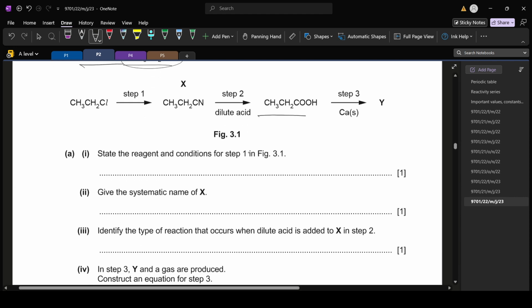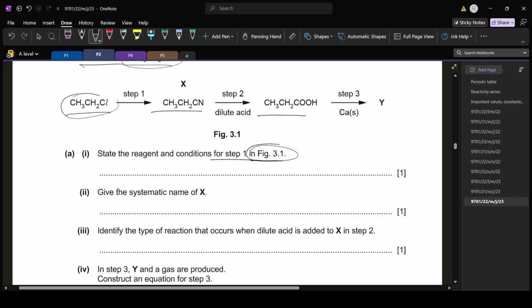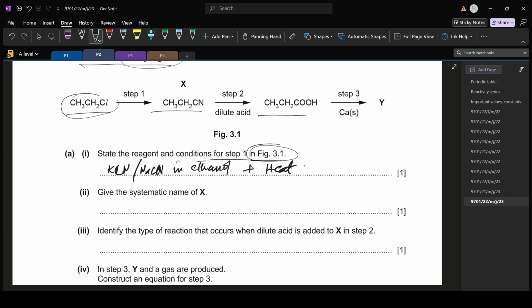Now, let's state the reagents and conditions for step 1 in figure 3.1. To produce propanitrile from chloroethane, this is a nucleophilic substitution reaction, and the conditions are KCN or NaCN in ethanol plus heat. Now give the systematic name of X. It's actually propanitrile.